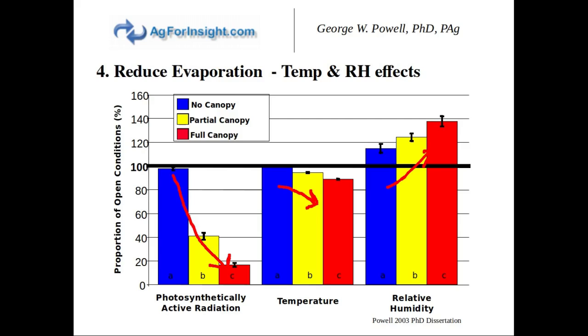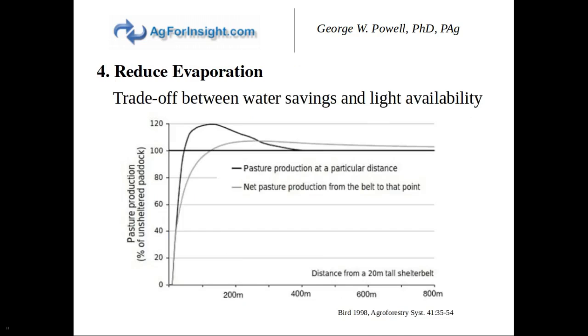So what is occurring here is actually a trade-off in positive effects, so water conservation that's coming from the reduction in temperature and increase in relative humidity, against a negative effect in terms of loss in the photosynthetic capacity. And that trade-off is displayed nicely here in this graph from Bird, published in Agroforestry Systems. So this is pasture production as a percentage of unsheltered paddock or field, and the influence that a 20-meter shelter belt would have on it.